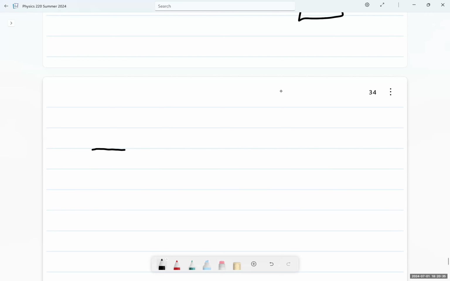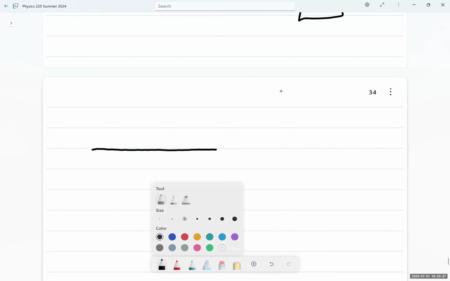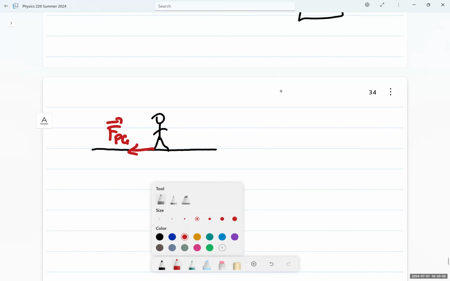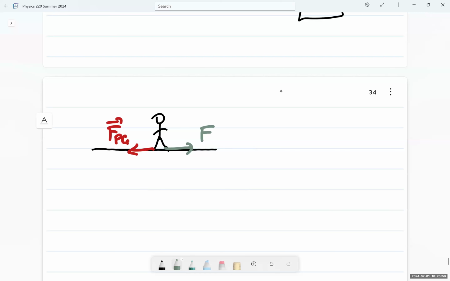So, for example, I mentioned that before. Let's say here a person is walking. And if you remember, I told you that when you are walking, you're pushing the ground backwards. So this is the force that the person exerts on the ground. And then what the ground does is push on the person. So this is the force that the ground exerts on the person.